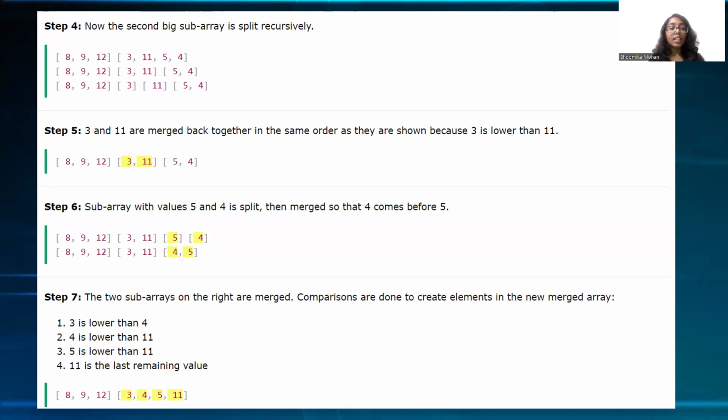Step 7 is the two subarrays on the right are merged. Comparisons are done to create elements in the new merged array. That is, 3 is lower than 11, 4 is lower than 11, 5 is lower than 11, 11 is the last remaining value. So this becomes 8, 9, 12 as one sorted array, and 3, 4, 5, 11 as another sorted array.